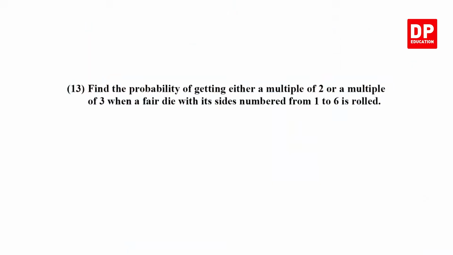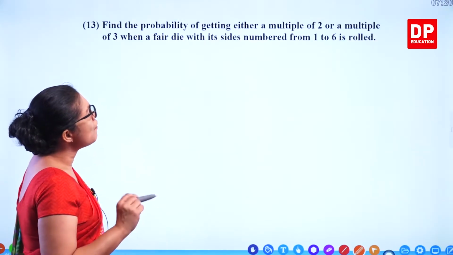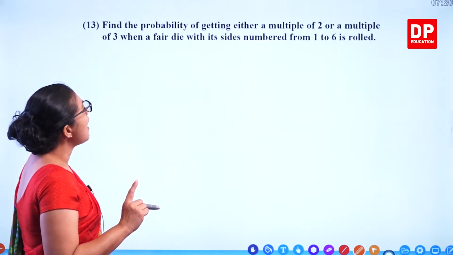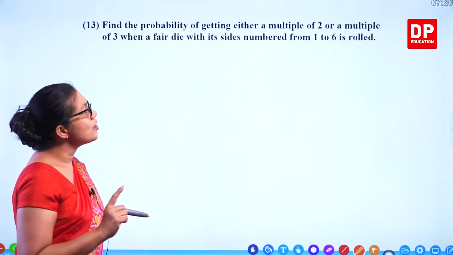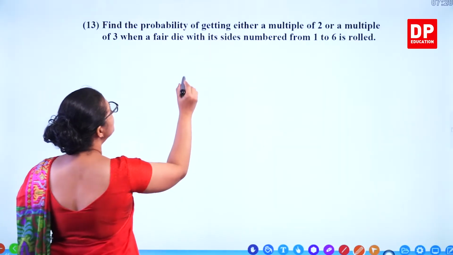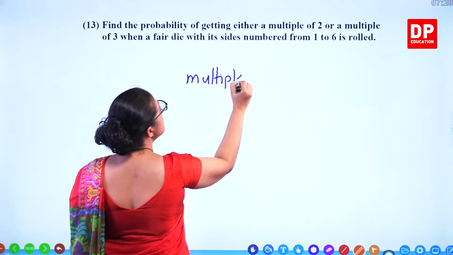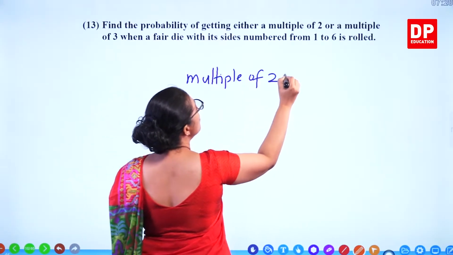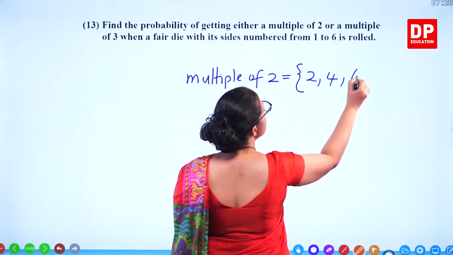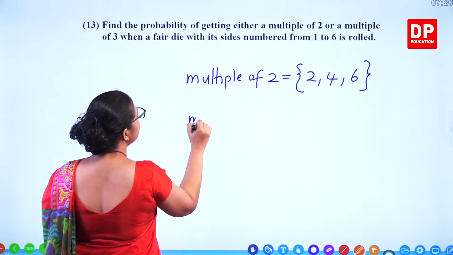Question number 13. Find the probability of getting either a multiple of 2 or a multiple of 3 when a fair die with its sides numbered 1 to 6 is rolled. Multiple of 2. What are the numbers? Multiple of 2. It can be 2, 4, 6. Multiple of 3.